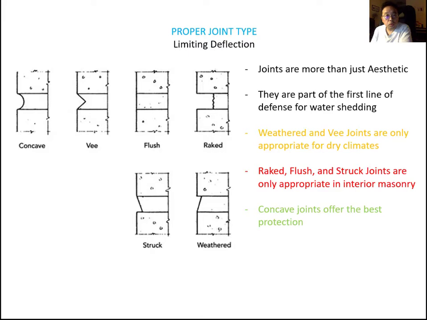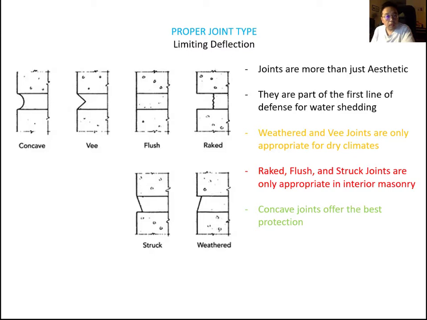Now we talk about the joint type. Though we already discussed the joint type last semester, we just discussed the form for making the joint depending on the joint tool. But the joint is not just for aesthetics. It relates more to performance. It is part of the first line of defense for water shedding. So depending on the joint type, you can consider different performance of water protection.